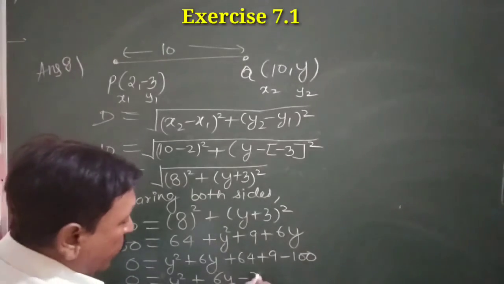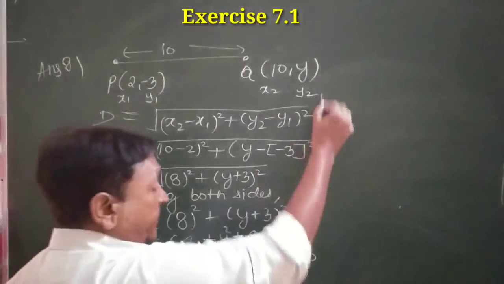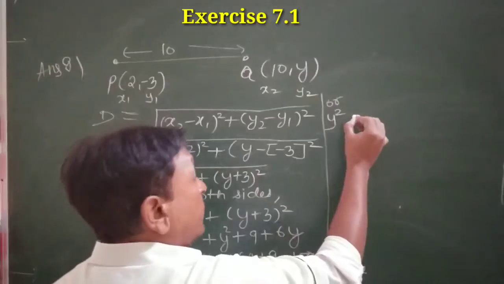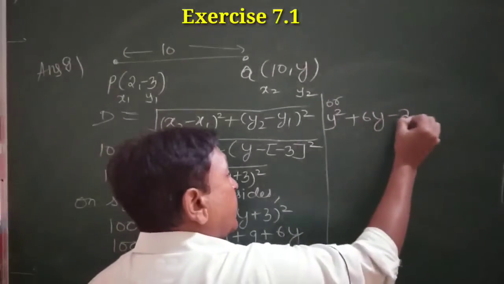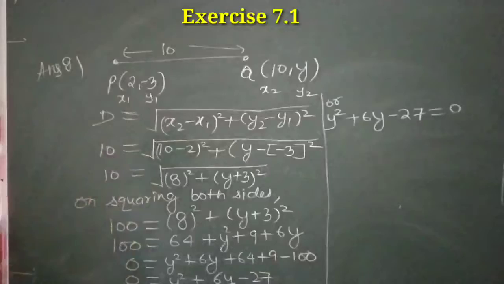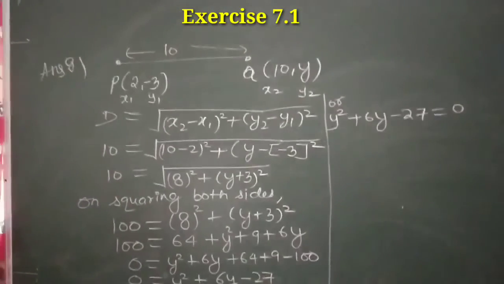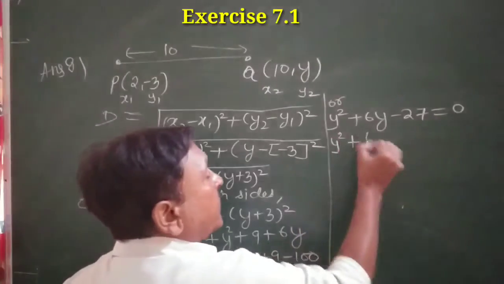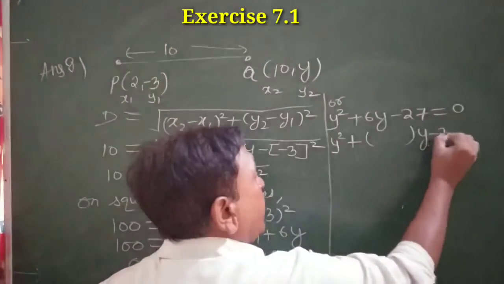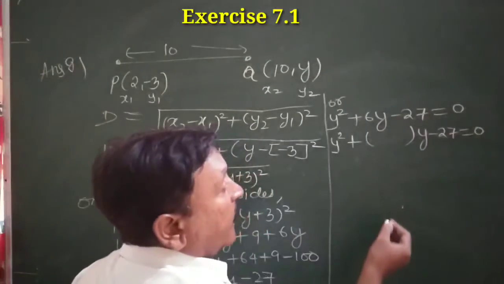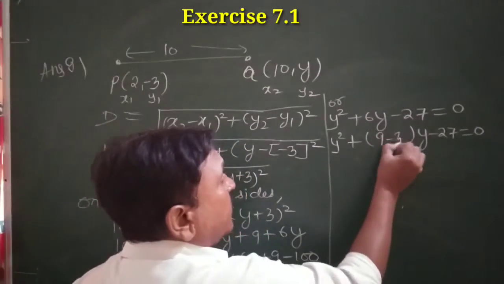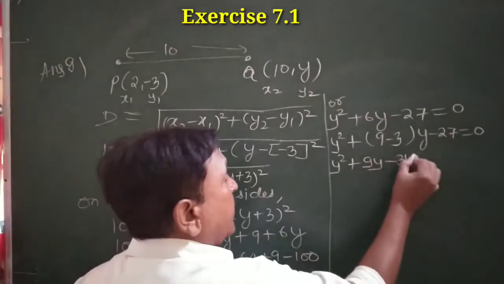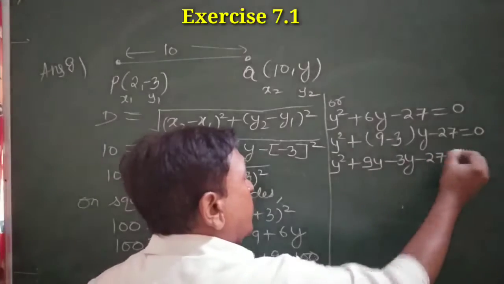y square plus 6y minus 27 equals 0. Okay. Now we have to solve it. We can solve it by the help of middle term split method. 9 threes are 27 and 9 minus 3 is 6. So y square plus 9y minus 3y minus 27 equals 0.